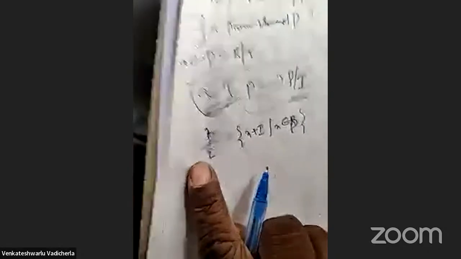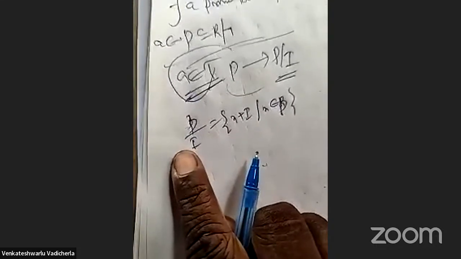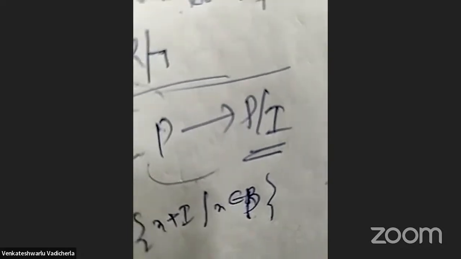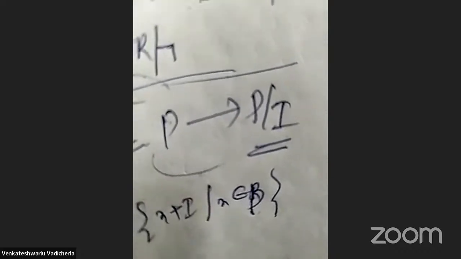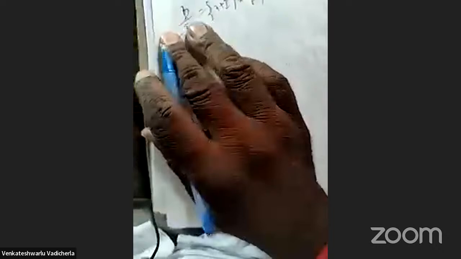Now you can easily see that P containing I is a prime ideal of R if and only if P/I is a prime ideal of R/I, which is an integral domain. Next is 2.5.19. Let I be a proper ideal of R. I is a prime ideal if and only if R/I is an integral domain.